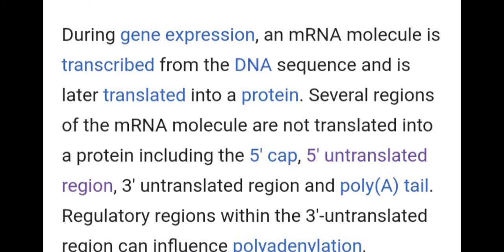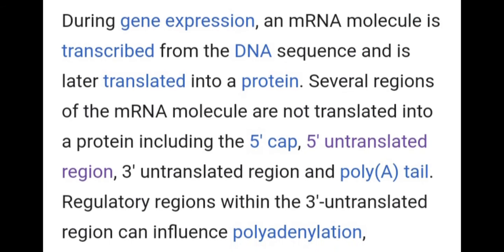Several regions of the mRNA molecule are not translated into a protein, including a 5' cap, the untranslated region at the 5' end, that is the 5' UTR, the 3' untranslated region, that is 3' UTR, and the poly A tail. So these are the regions which are not getting translated in mRNA. The cap will not get translated. It also acts as a recognition site for the ribosome. Then comes the 5' UTR, the 5' untranslated region. It is not getting translated, except in some cases where, for regulation, it gets translated, but it is not common.